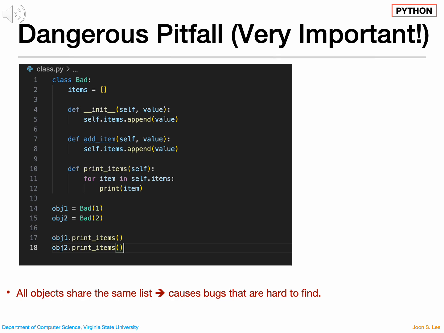We create obj1 with the value 1, and then we create obj2 with the value 2. Both constructors append their values to the same list. So when we call obj1.printItems and obj2.printItems, they both print the exact same contents. This is almost never what you want, and it leads to bugs that are very hard to track down.